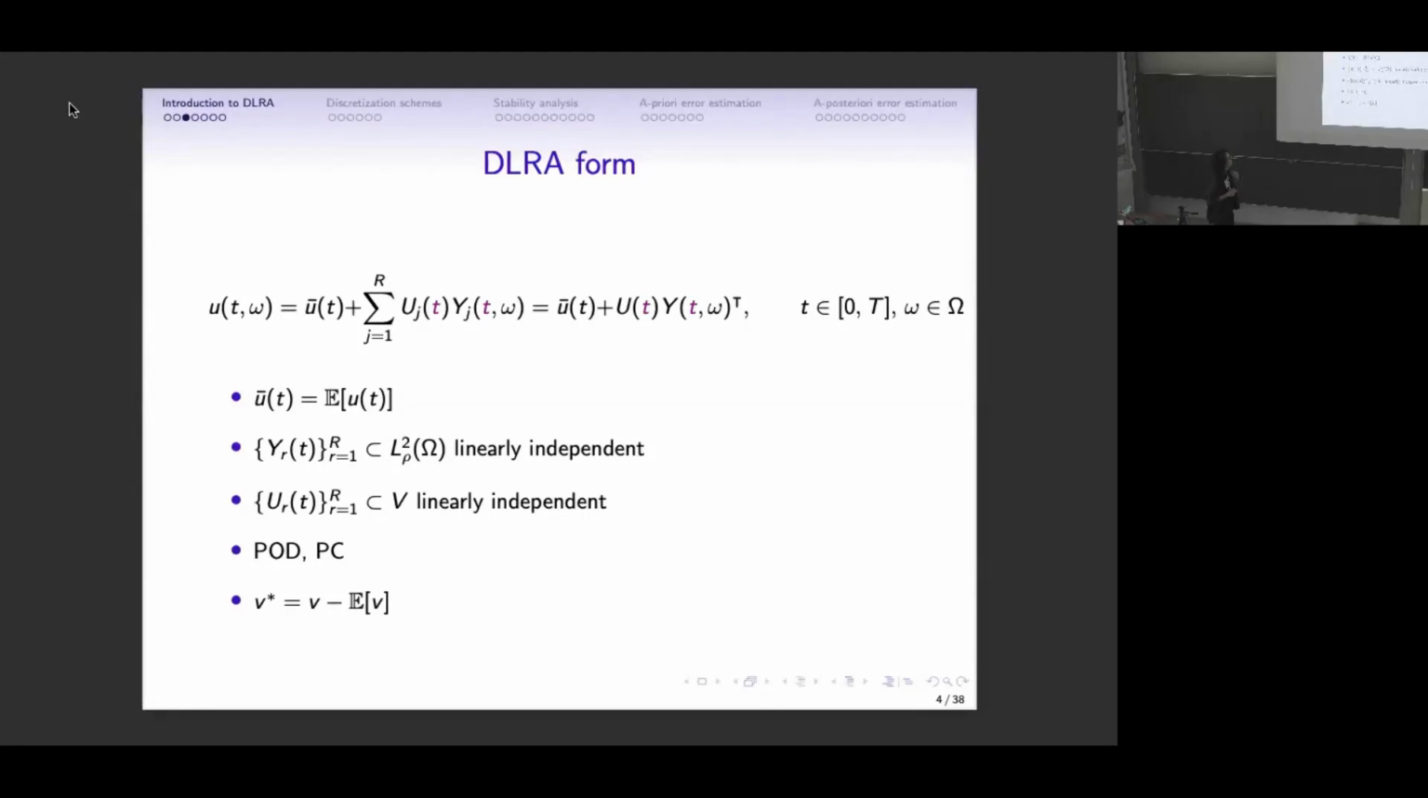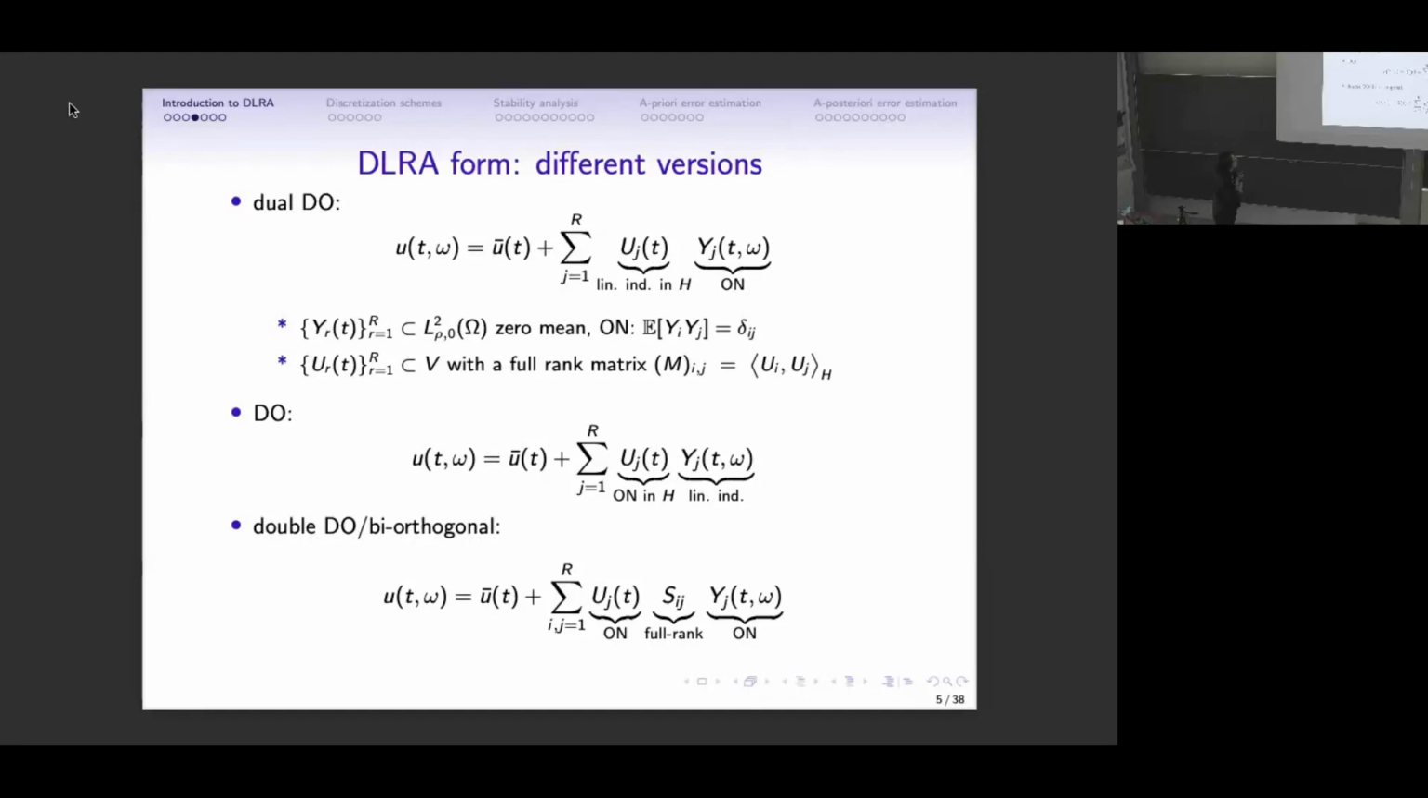So we have this R. This rank is fixed in time, so we are looking for an R rank approximation. We want both of these sets of modes to be linearly independent. With this condition, we can have infinitely many choices for our modes which still give us the same function U. So we need to prescribe some more constraints on our modes.